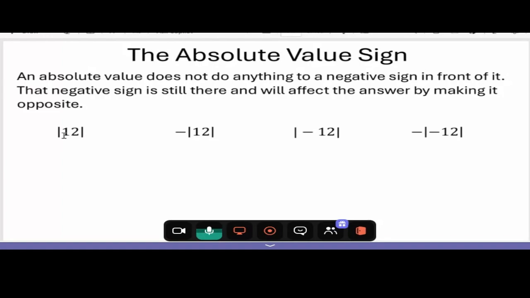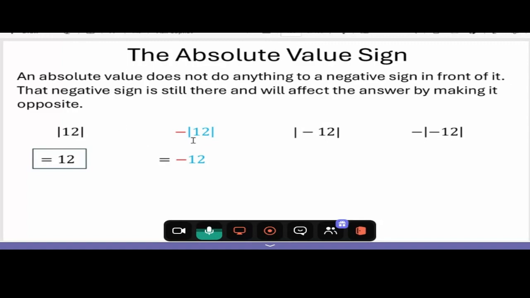Now the first one. The absolute value of 12 is 12. Absolute value makes whatever's inside of it positive. No problem. But here, look at this. I have the absolute value of 12, but I have a negative sign out front. Let's separate those. We have a red negative sign out front, and then we have a blue absolute value of 12. We already know that the absolute value of 12 is 12. So that blue part is 12. But there's still a red negative sign out front of it.